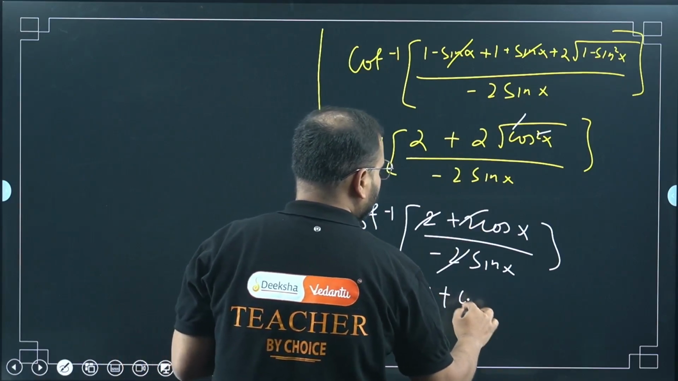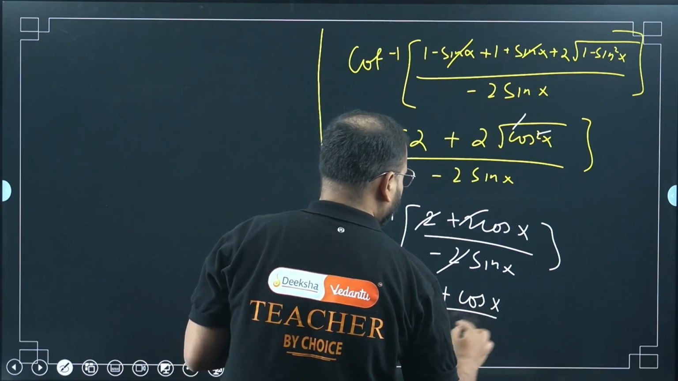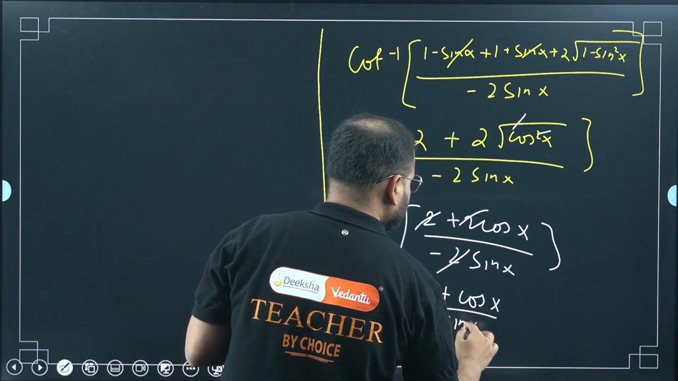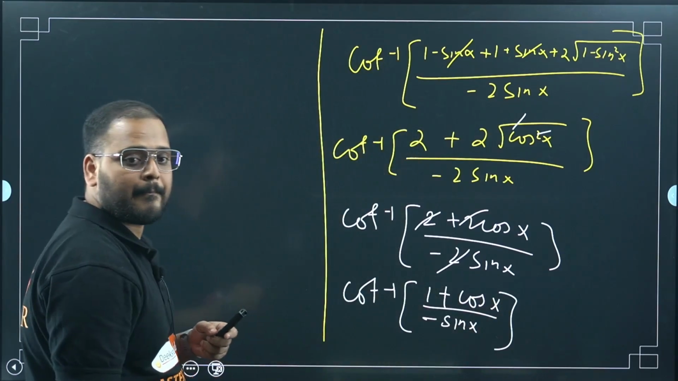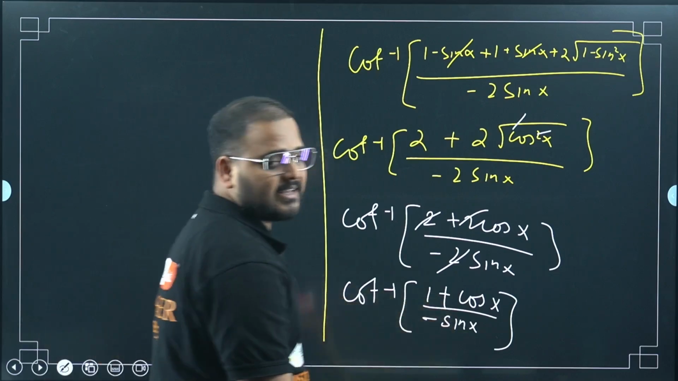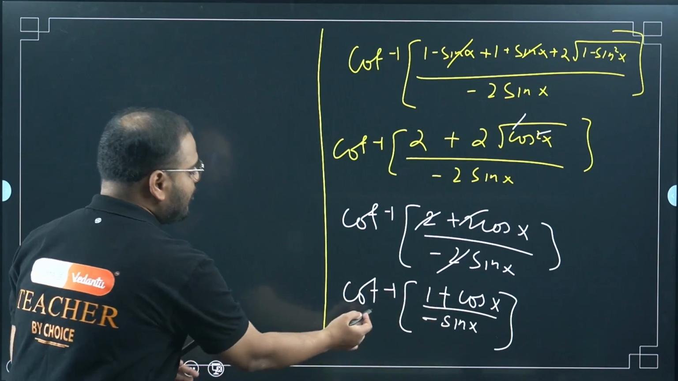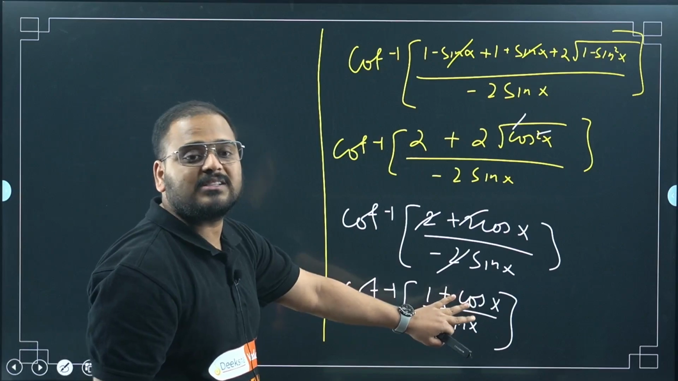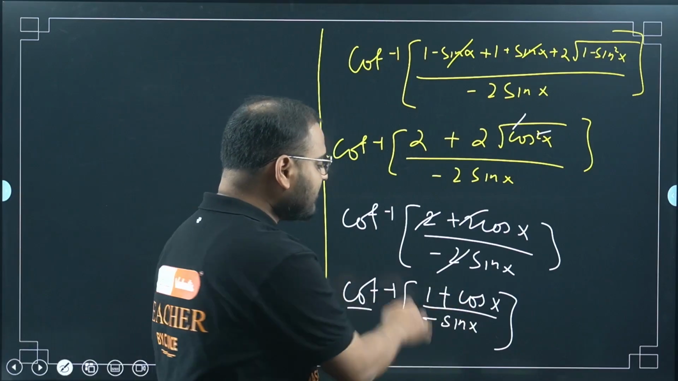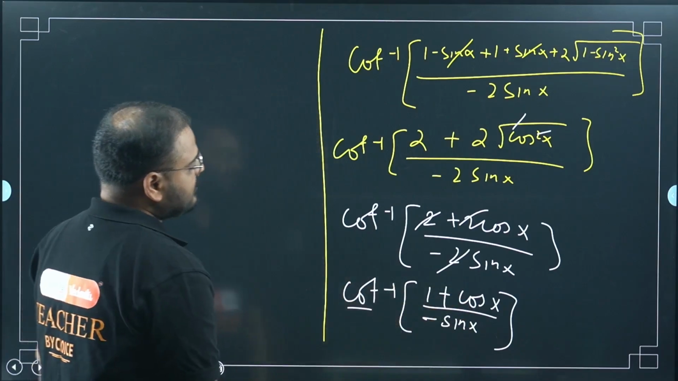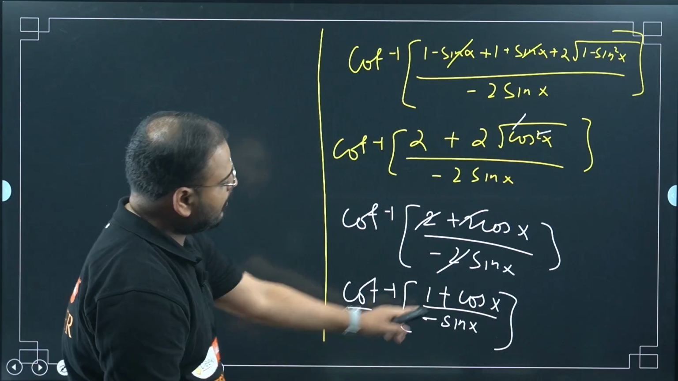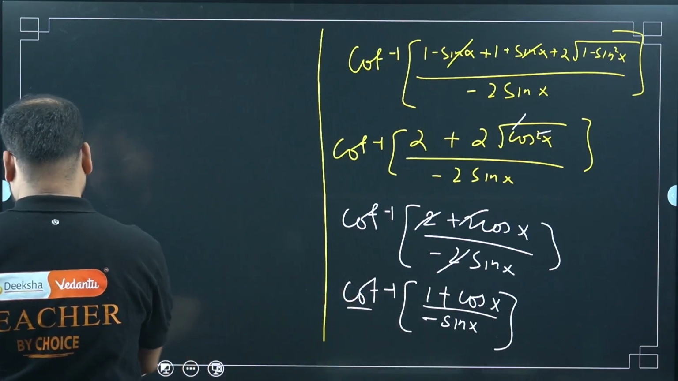1 plus cos x upon minus sin x. Yes or no? 1 plus cos x upon minus sin x. Achha, why am I doing all of this? I have a cot here. I need to get a cot inside, then only I can operate, right? So that is why I'm doing all of this. Okay? Alright, so now remember these formulas.